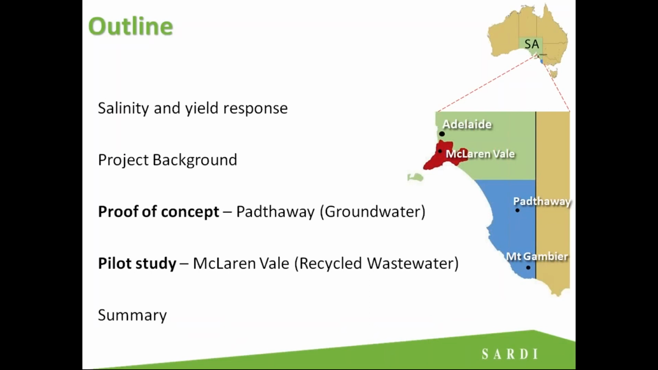So firstly, just a quick outline of where we'll be going in this presentation. A quick reminder of salinity units and the response of yield. A bit of background as to how we came to do this project and why we were doing it, before summarising the proof of concept trial that was done down at Padthaway in a groundwater irrigation district, and then moving on to a pilot study that was located further north in McLaren Vale. Both of these are in South Australia. The second district was irrigated with recycled wastewater, and then a quick summary towards the end.